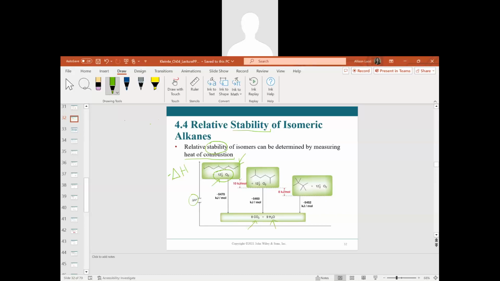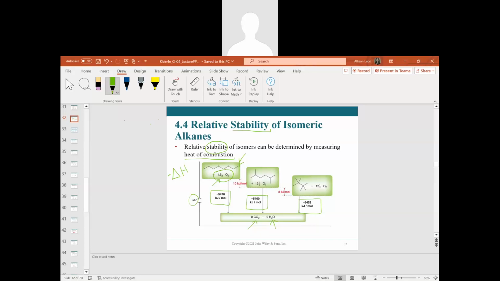So what you may notice is that when we go from reactant to product, we have different values listed here. Different amounts of energy are released depending on what isomer undergoes this type of combustion reaction. So what we're actually calculating is the difference in energy between the bonds that were broken and the amount of energy that's released in the bonds that are formed. So that's what our change in enthalpy value, our heat of combustion, is given down below.